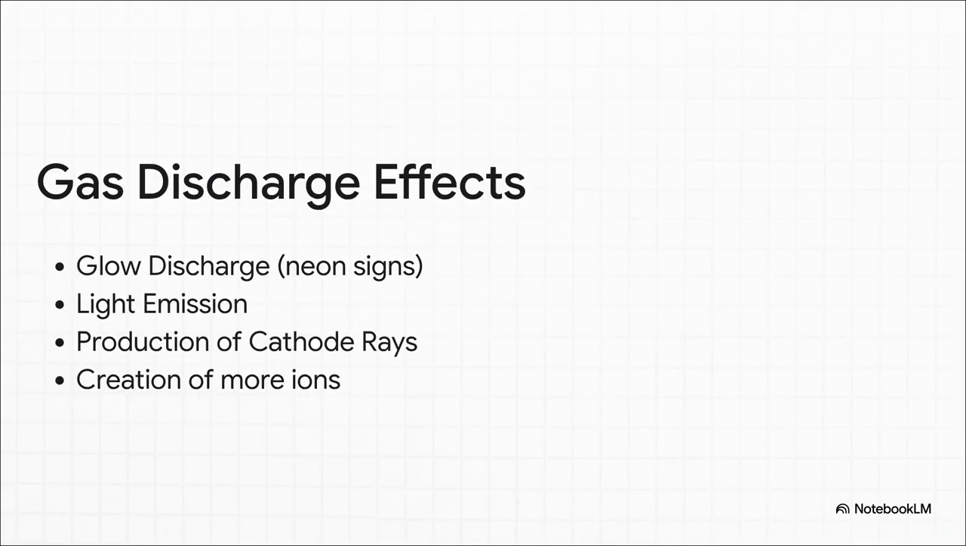A spark. And this process, discharging electricity through a gas, it unlocks some really amazing stuff. If you control it just right, you get the steady, beautiful glow of a neon sign. But it also creates light, makes even more ions, and can even generate these beams of pure electrons we call cathode rays. And these rays, they weren't just some lab curiosity. Their discovery literally paved the way for things like old-school CRT televisions, and, more importantly, it was the first real proof that the electron even exists.